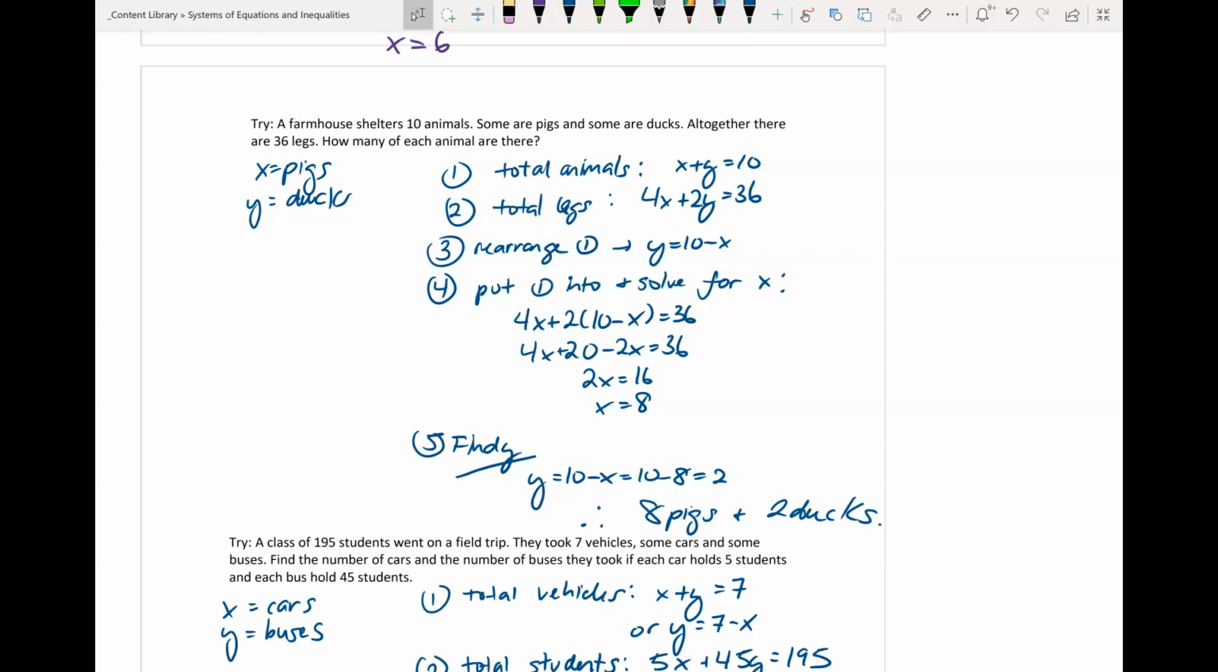So the total amount of animals is going to be the number of pigs plus the number of ducks, and it's supposed to be 10. Then if I look at the total legs, there are 4 legs on pigs, so that's where I got the 4x. And there's 2 legs on ducks, which is where the 2y comes from, and we need 36 in total. Then I rearranged the first equation, and I put that first equation into the second equation and solved. And in the end, I got 8 pigs and 2 ducks.